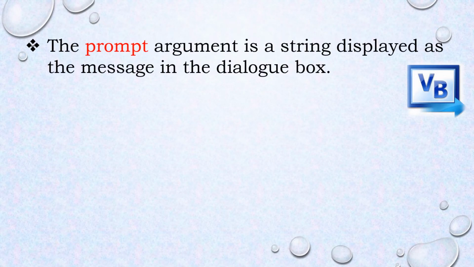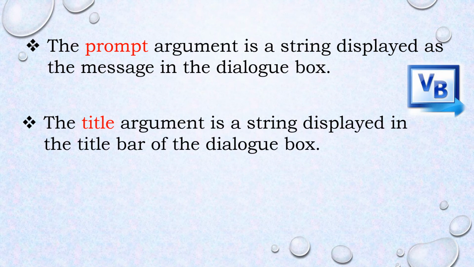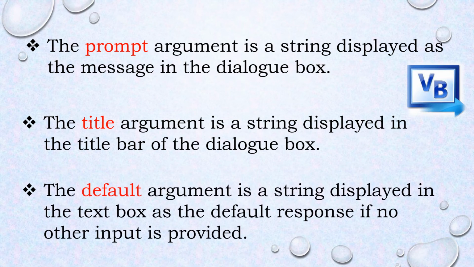Next, we can discuss the arguments in the syntax. The first one, prompt. The prompt argument is a string displayed as the message in the dialog box. The title argument is a string displayed in the title bar of the dialog box. The default argument is a string displayed in the text box as the default response if no other input is provided.